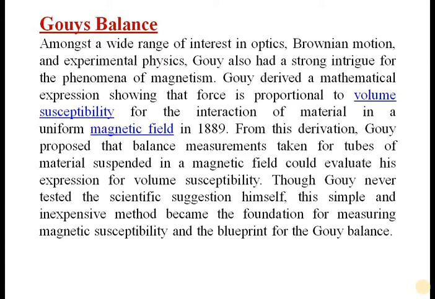Gauss derived a mathematical expression showing that force is proportional to volume susceptibility for the interaction of material in a uniform magnetic field. From this derivation, Gauss proposed that balance measurements taken for tubes of material suspended in a magnetic field could evaluate his expressions for volume susceptibility. Though Gauss never tested the scientific suggestion himself, this simple and inexpensive method became the foundation for measuring magnetic susceptibility and the blueprint of the Gauss balance.